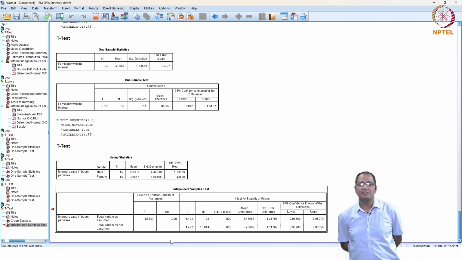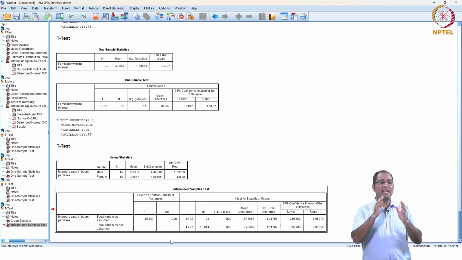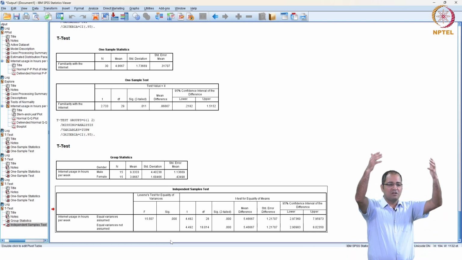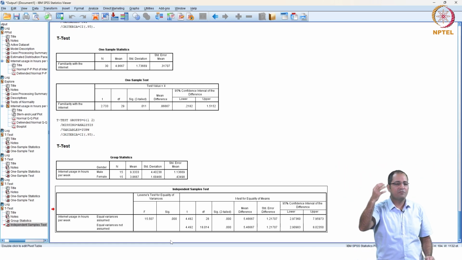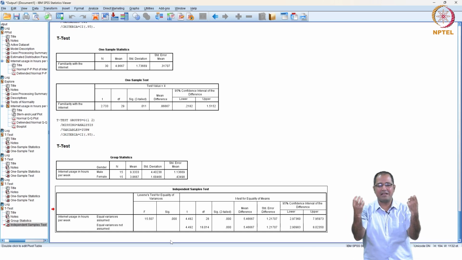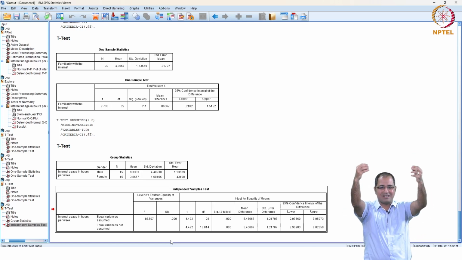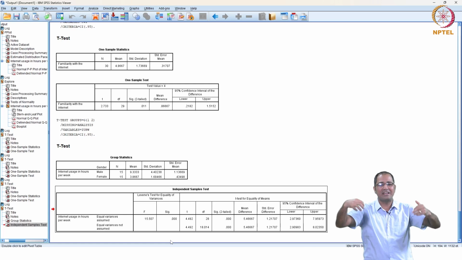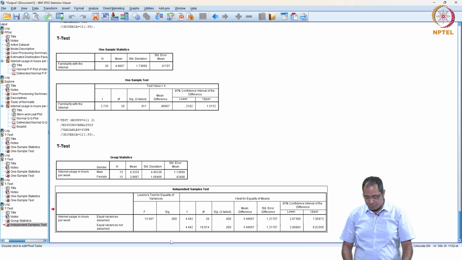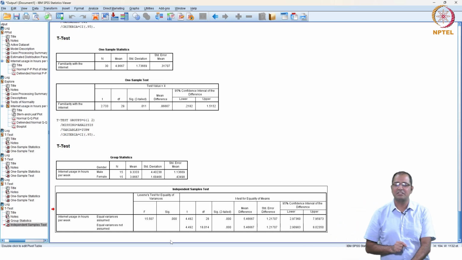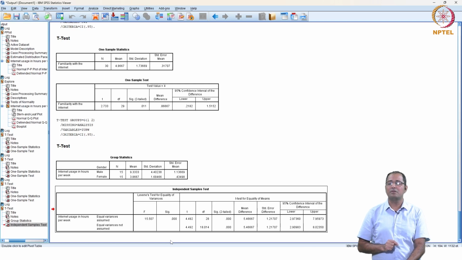If the assumption is met, then you have to look at, which means if the variances of the two groups in the population regarding that particular metric score, whatever variable, which means for male and female, if you infer about the variance in the population regarding this internet usage, if that variance is equal, then you will get in the first significance a p value greater than 0.05.